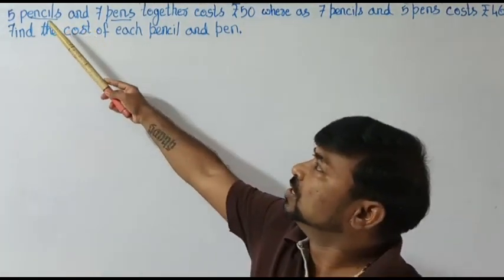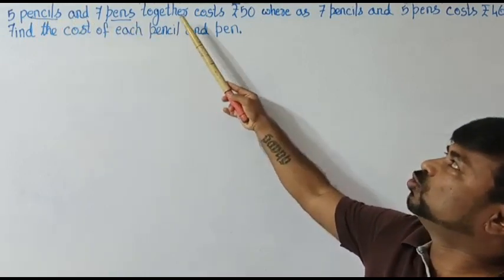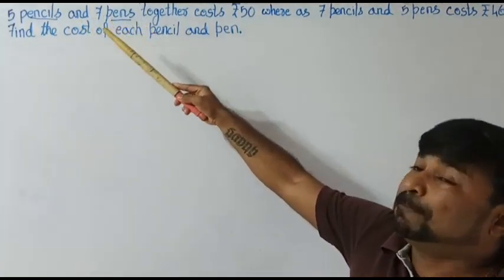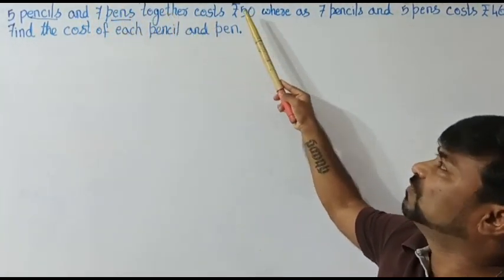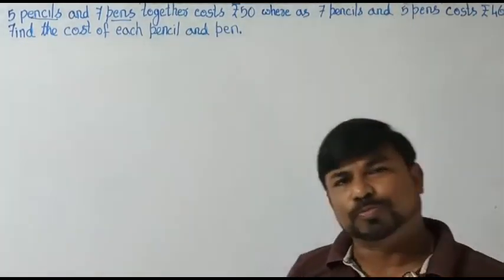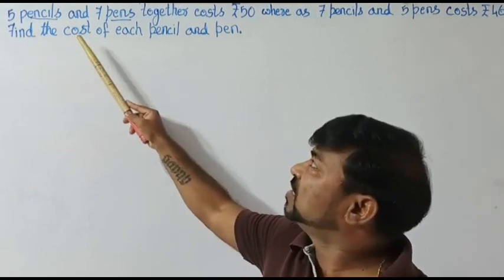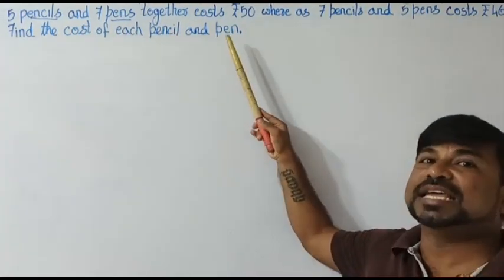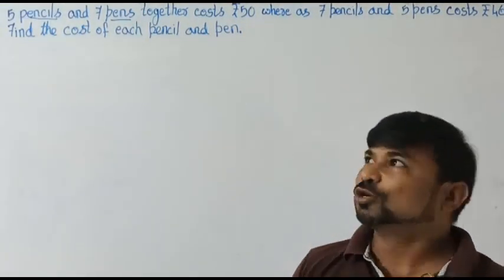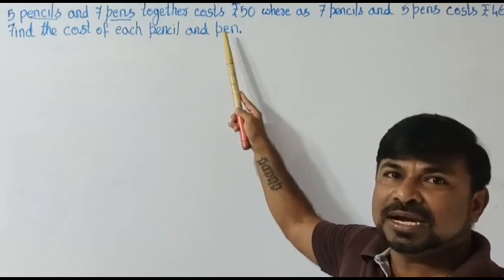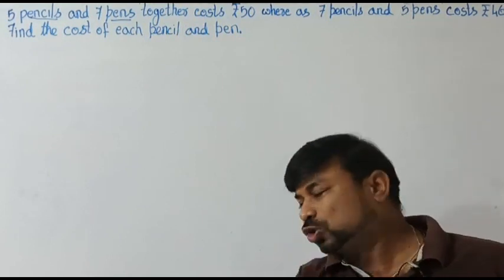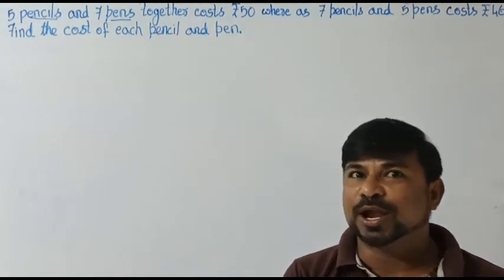So let's come here. 5 pencils and 7 pens together cost 50 rupees. I repeat, 5 pencils and 7 pens cost 50 rupees, whereas 7 pencils and 5 pens cost 46 rupees. Now, what is the question? Find the cost of each pencil and each pen. So we need to know the unit price. What is the unit price? Here, how many things are missing? Unit price of pencil and unit price of pen. Those two are the unknowns.